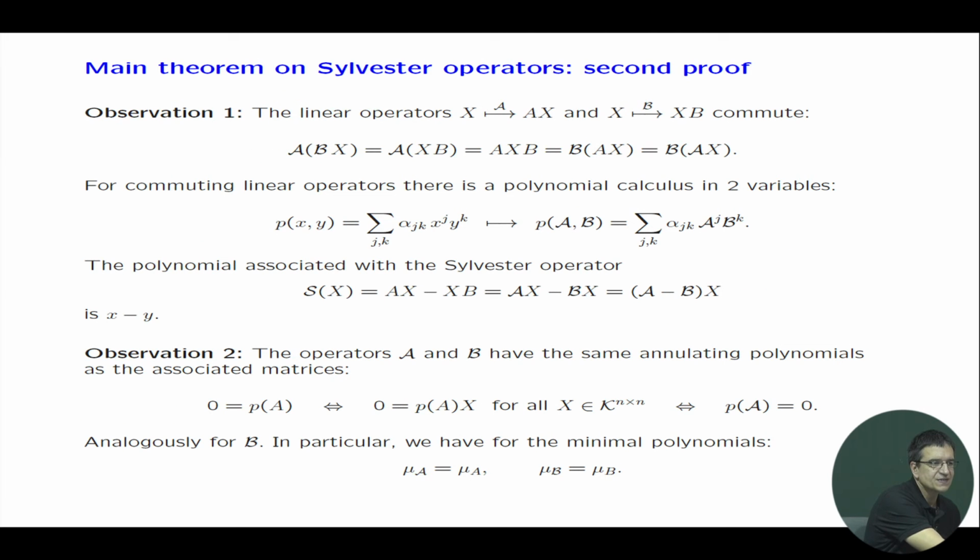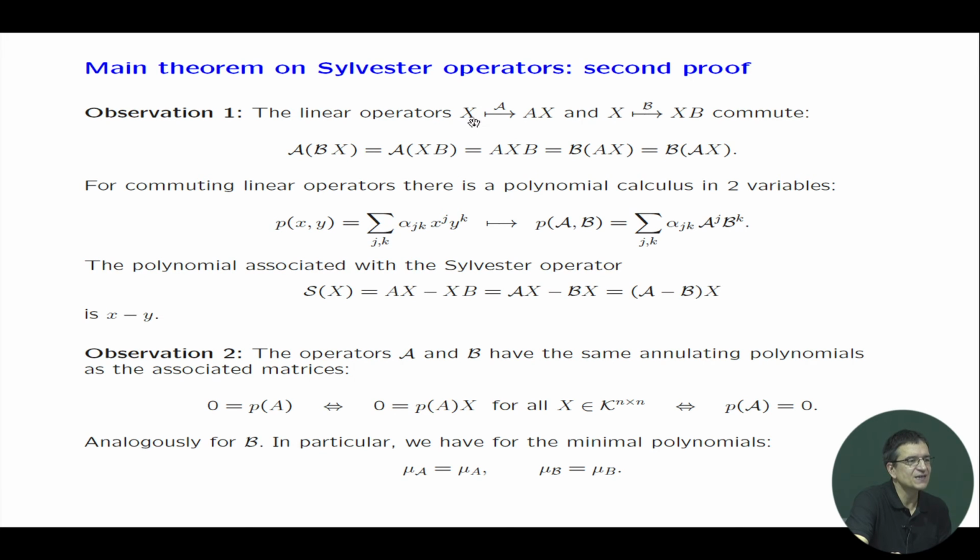Okay, this is the first proof. In principle everything is done now, but I like to show also the other proofs. So we can think about our Sylvester operator as a difference of two very simple linear operators.